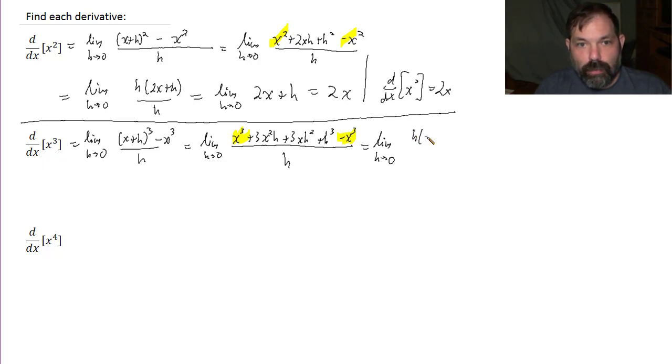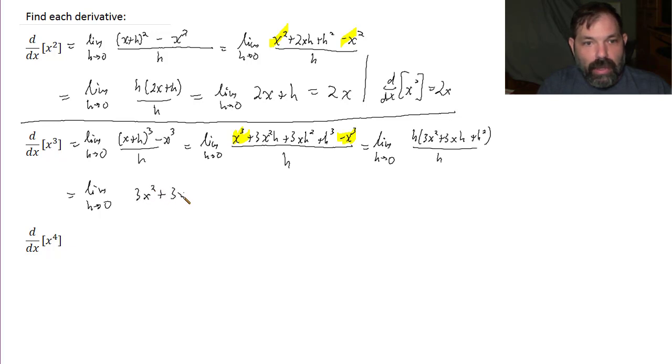And let's see, I'd have h times 3x squared plus 3xh plus h squared, over h. It's the limit with h approaching 0 of 3x squared plus 3xh plus h squared. Now letting h approach 0, the second term and the third term go to 0, leaving us with 3x squared. So then d by dx of x cubed is 3x squared.